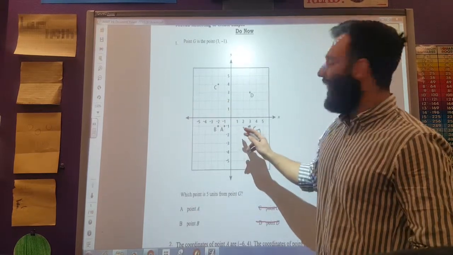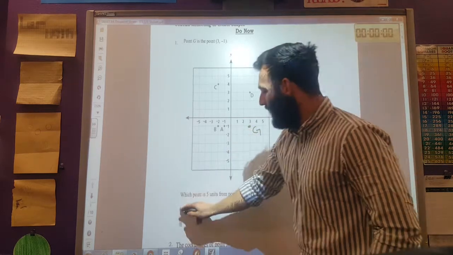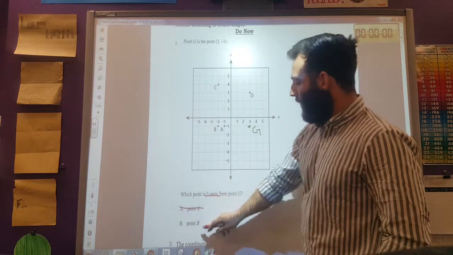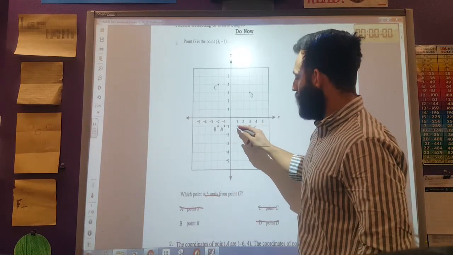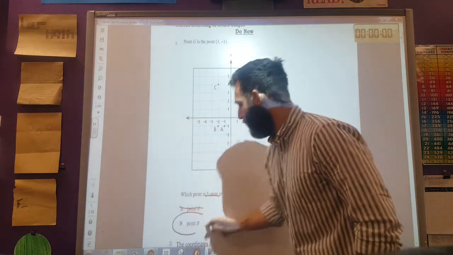Now I look at point A, and I see that it's 1, 2, 3, 4 units away, and again I'm looking for 5. So my only option is point B, and I'm going to count that just to make sure. I can see that G is 1, 2, 3, 4, 5 units away from point B.